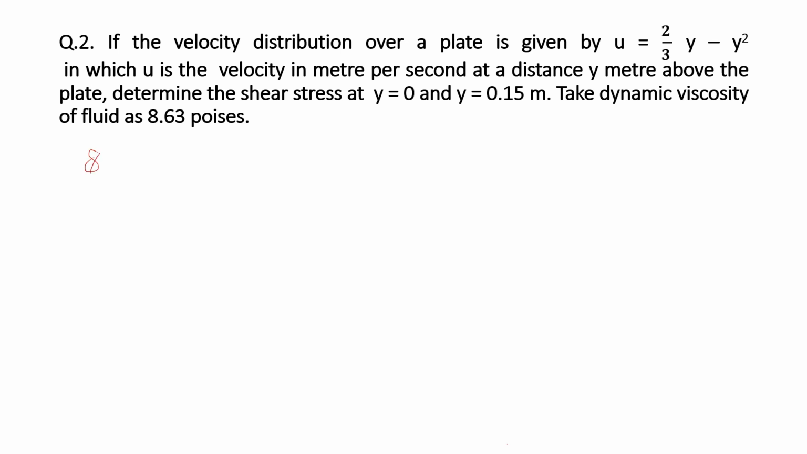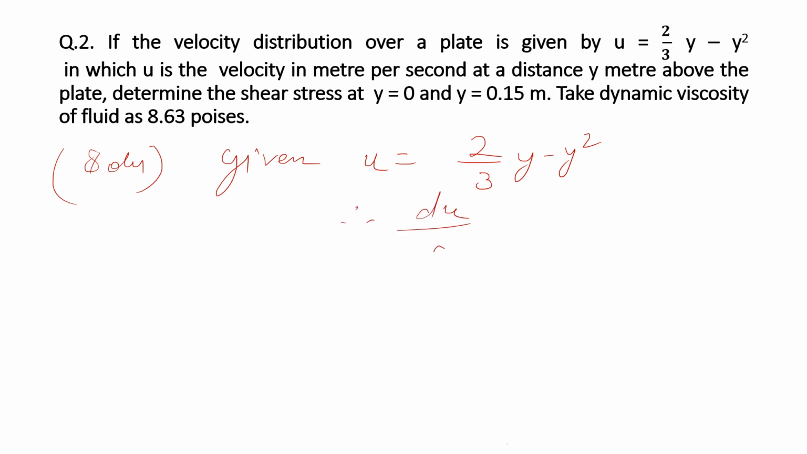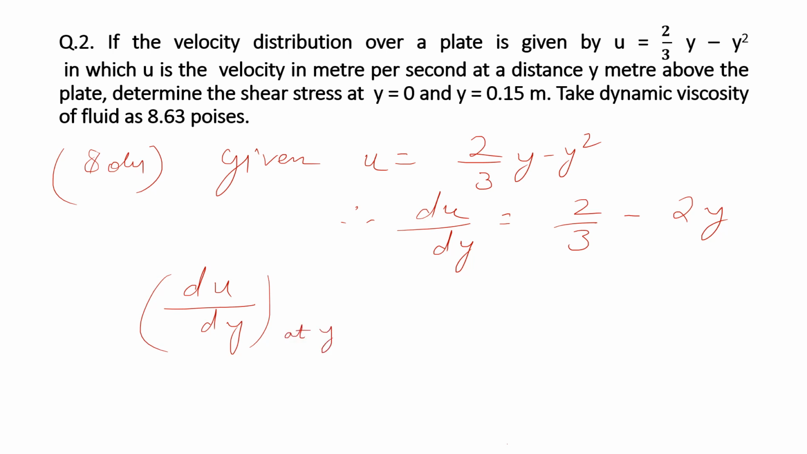We have been given the velocity profile as u = 2/3 y minus y square. So we will differentiate it with respect to y and we will get du over dy = 2/3 minus 2y. So we will find the value of velocity gradient at y is equal to 0. We will get the value as 2/3, and I'm writing it in decimal form, that is 0.667.